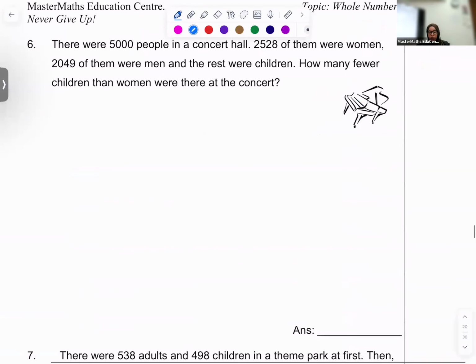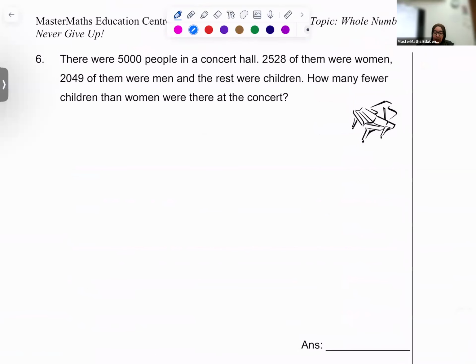Page 20, question 6 first, okay? Oh, yeah. All right, there were 5,000 people in a concert hall. 2,528 of them were women, 2,049 of them were men, and the rest were children. How many fewer children than women were there at the concert?